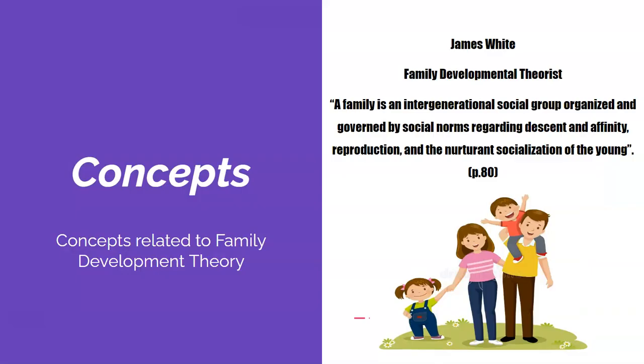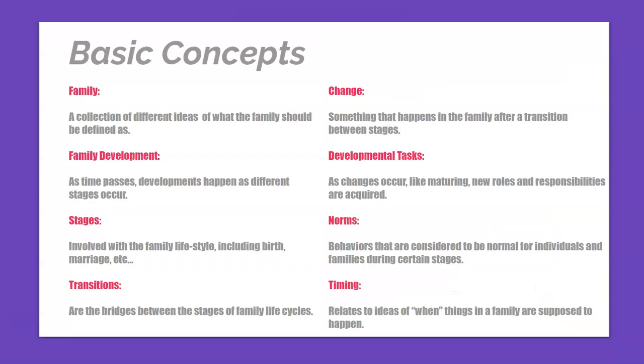Concepts. We will begin our concepts section with a quote from James White, a family developmental theorist. He quotes, "A family is an intergenerational social group organized and governed by social norms regarding descent and affinity, reproduction, and nurturant socialization of the young." Page 80 of our textbook.